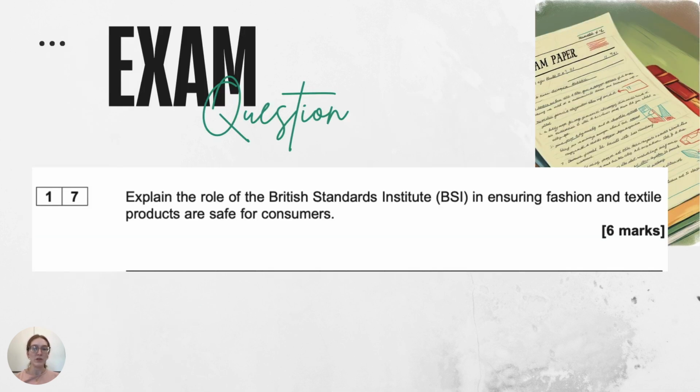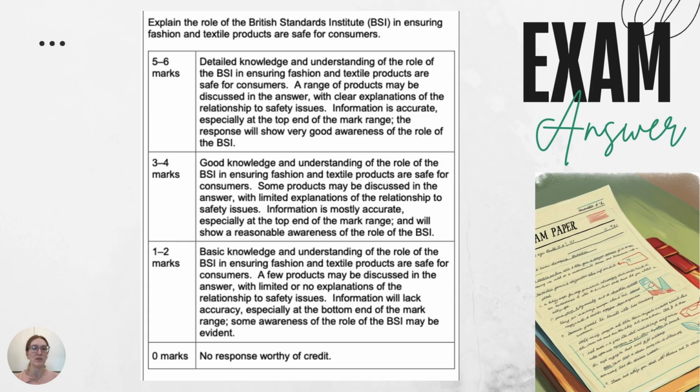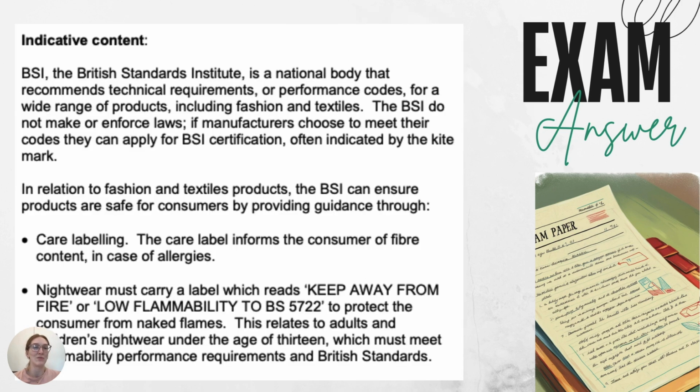Okay, so then we moved on to these exam questions. So we talked about the BSI, and this 6-mark question: explain the role of the BSI in ensuring fashion and textile products are safe for consumers. With this question, again, we just need to make sure that we have read exactly what the question is asking. It's not a compare and contrast, it's just asking us to tell them about our knowledge of BSI. That's what it's asking ultimately.